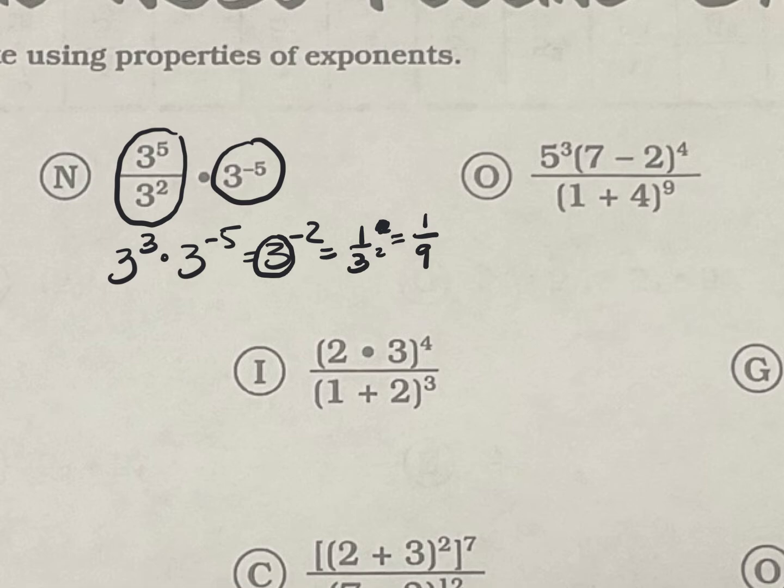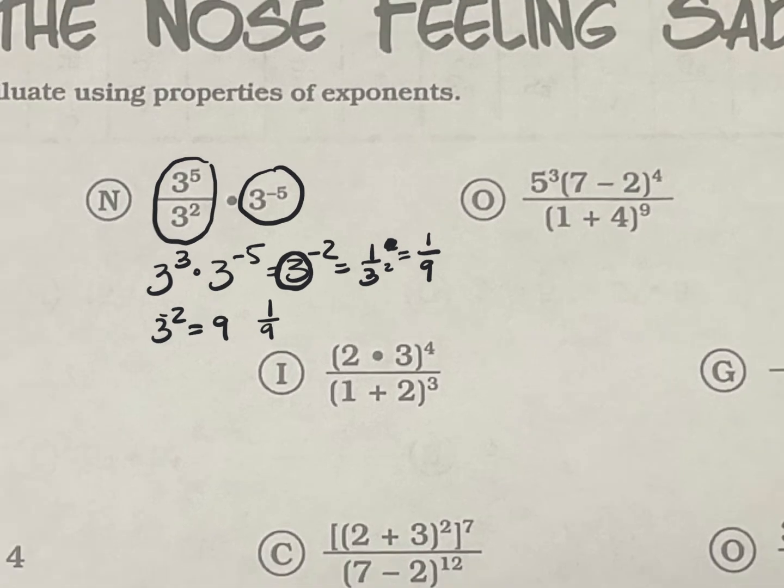Or you could say in your head, like, I'm going to take 3 and just pretend that I'm going to square it, pretend it's 3 to the 2nd power, and say it's 9, but it was negative, so I'm going to turn it upside down, and it's 1/9. Either way you think about it.